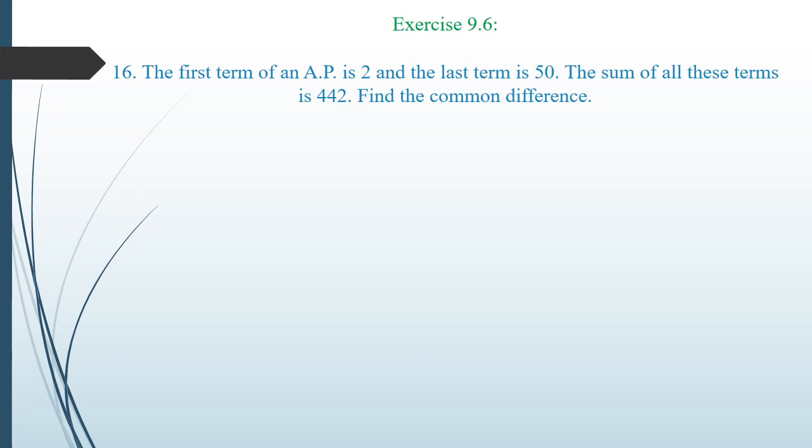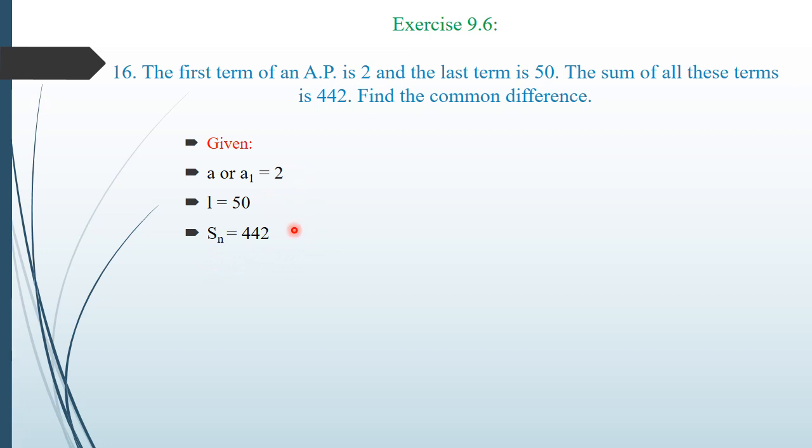Next question is question number 16, which says the first term of an AP is 2 and the last term is 50. The sum of all these terms is 442. Then find the common difference. First, let us note down all the given data. Here, the first term, that is a or a1, is given to us, that is 2, and also the last term, which is denoted by the letter l, that is 50. Now he is also telling that the sum of all these terms is going to be equal to 442.